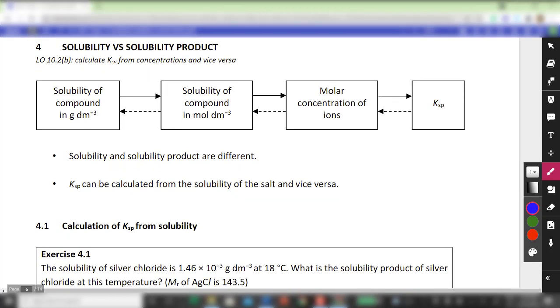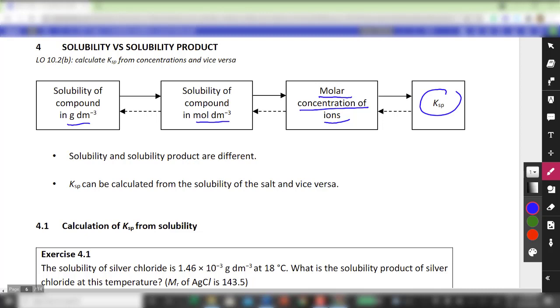Next we move on to the fourth section, which is on the difference between solubility and solubility products. Basically, you can obtain solubility from solubility products and vice versa. I'm not sure if this flow chart helps you to understand. The solubility of a compound in grams per dm cube can be expressed in moles per dm cube. The amount of ions dissolved represents the molar concentration of the respective ions, and when you combine them, raised to the appropriate power, it's what we call the Ksp.